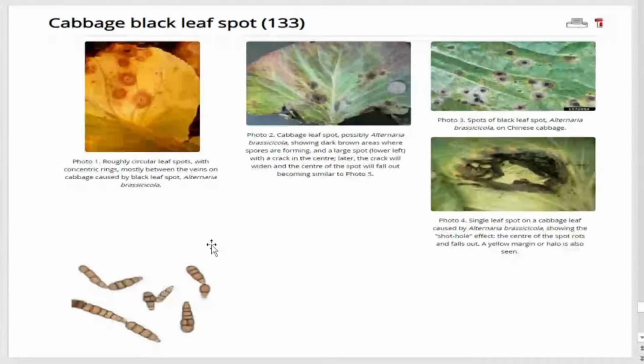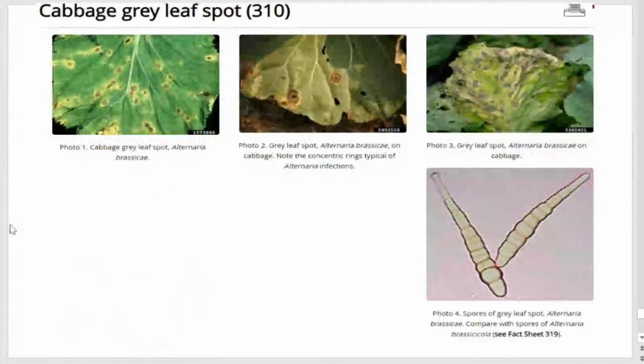About conidia, their beak size is extremely reduced. These are infections due to Alternaria brassicae. They are also known as gray leaf spot because they are more or less grayish, and the beak size of Alternaria brassicae is quite long as compared to other species, causing Alternaria leaf blight of solanaceous crop and cruciferous crop.